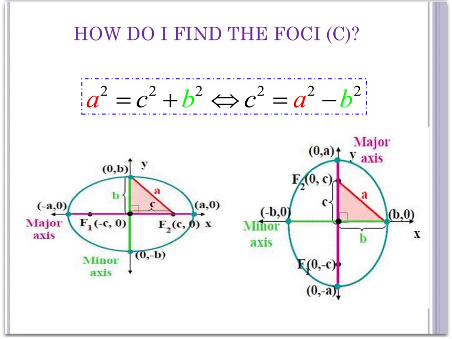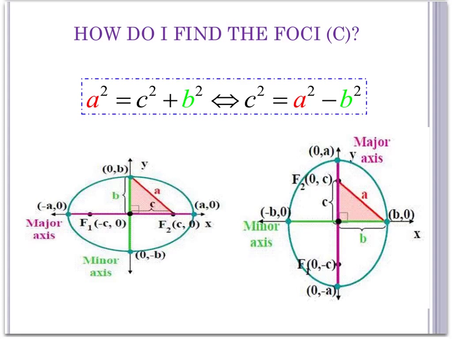Now in order to find c for an ellipse, we have a Pythagorean relation. So if I create a right triangle using the distance between the center and one of the co-vertices, and then the distance between the center and a focus, I get this right triangle. Now the hypotenuse here we call a. So the distance of this hypotenuse is actually the same distance from the center to the vertex. So this is a and this is also a.